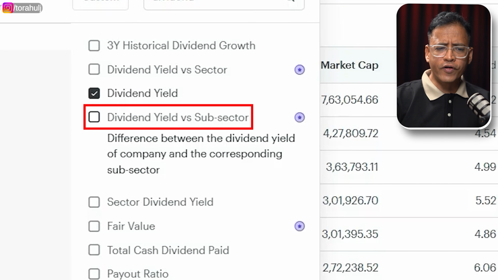Okay. Now this is a pro filter that you can see because of this asterisk mark here. It is only available for pro members, right?